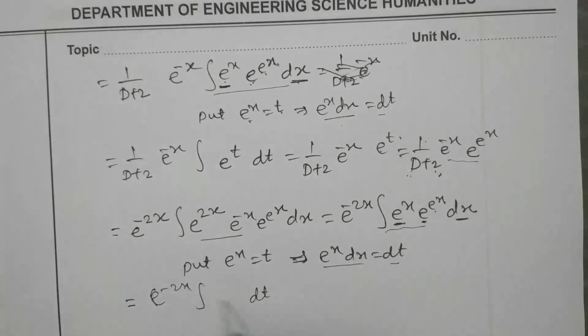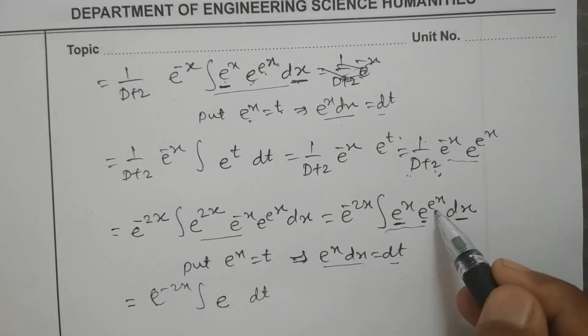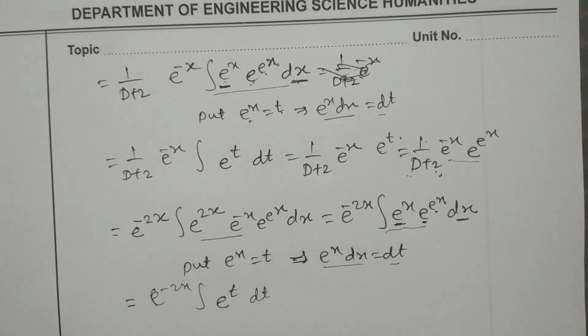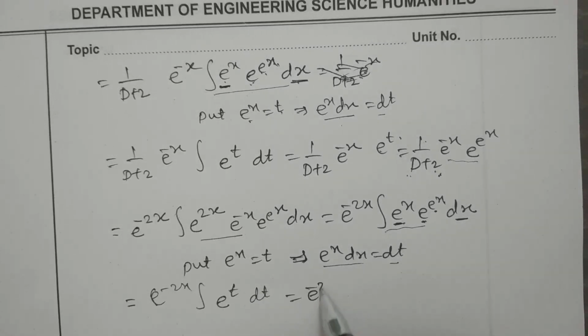Out of this first e as it is, and the value of this e raised to x is t. So this is equal to e raised to minus 2x. Integration of e raised to t is again e raised to t, and the value of t is e raised to x, put here. So we will get e raised to minus 2x into e raised to x. So this is our final answer.